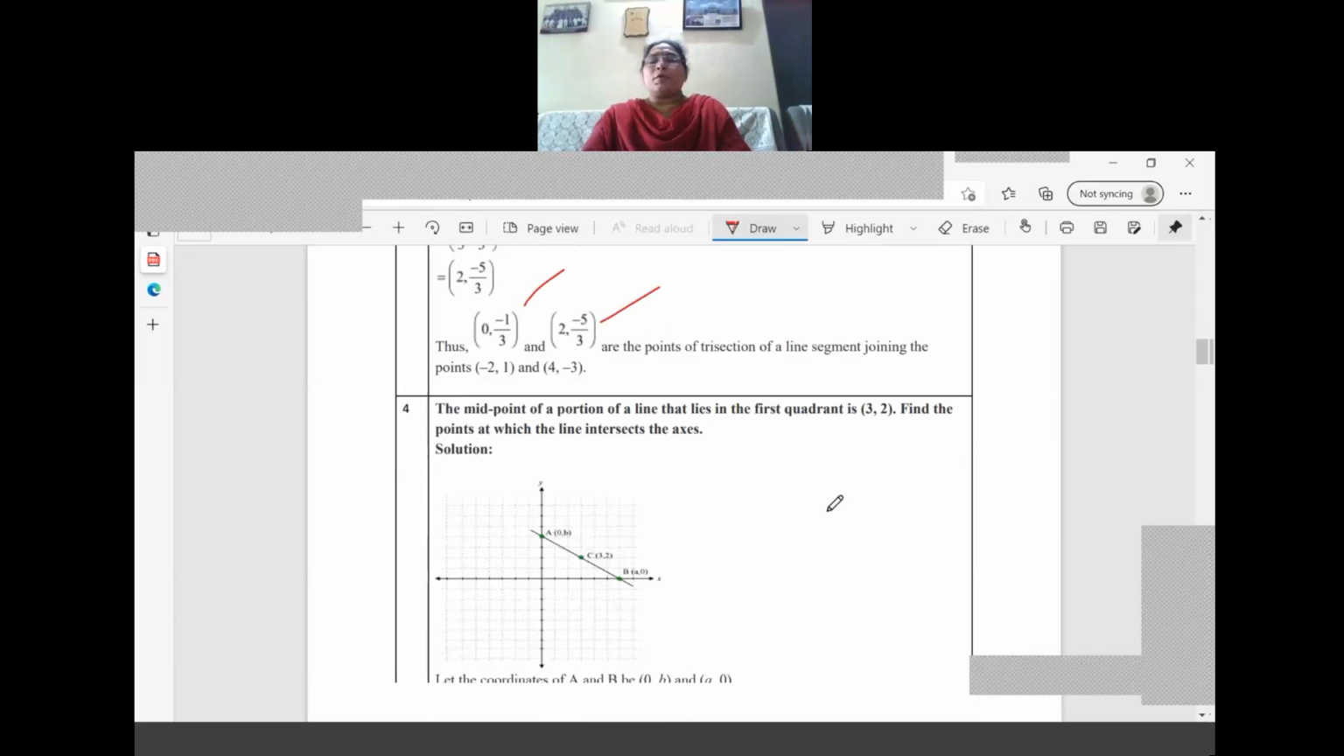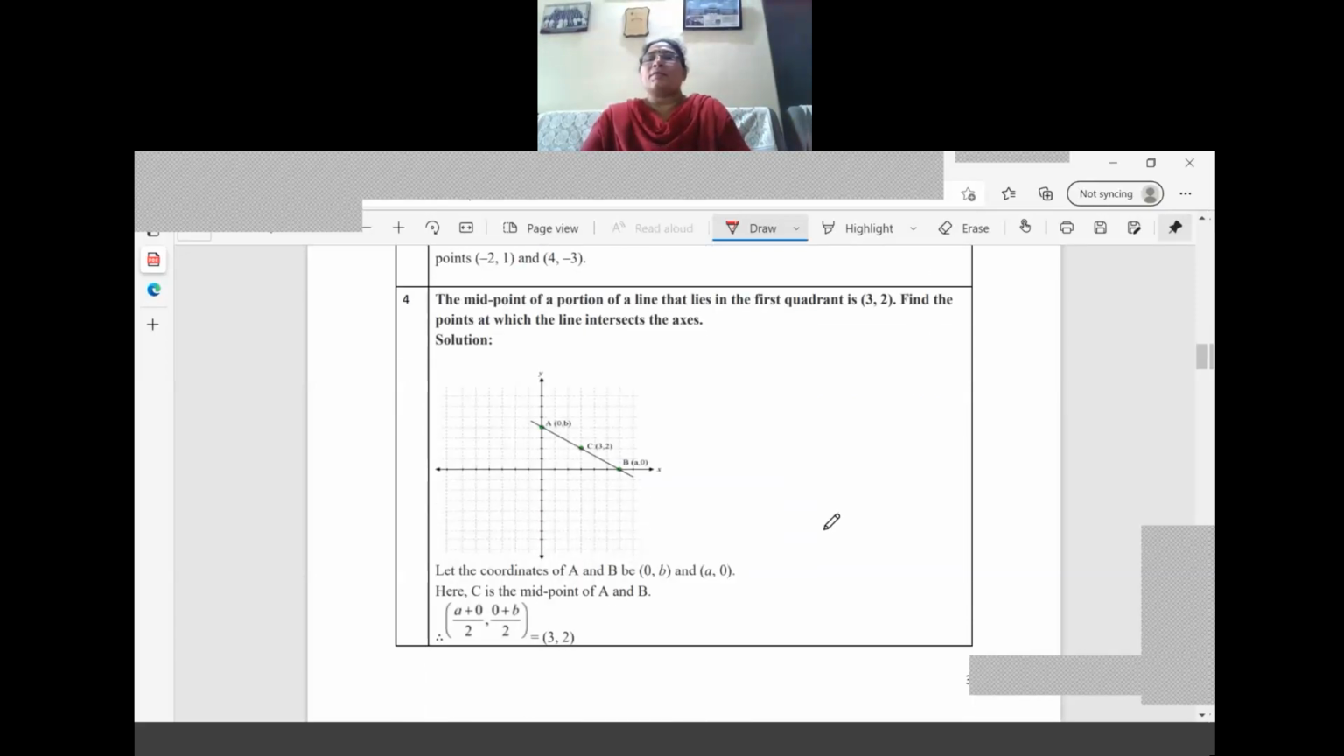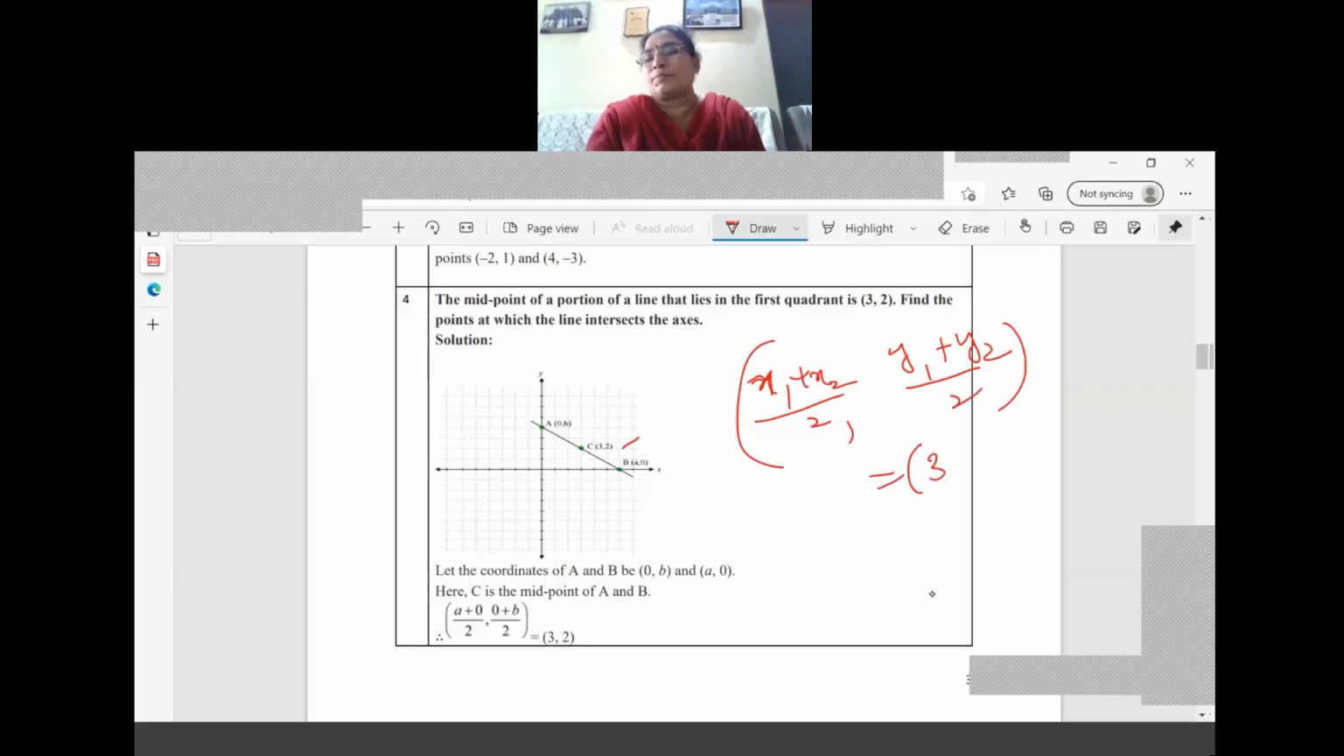The midpoint of the portion of the line that lies in the first quadrant is 3 comma 2. Then find the points where the line intersects the axis. That means midpoint is already given to you. We already know the midpoint formula: x1 plus x2 whole divided by 2, then y1 plus y2 whole divided by 2, which is equal to 3 comma 2.